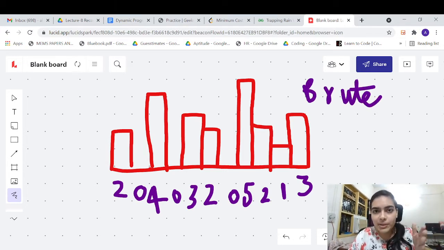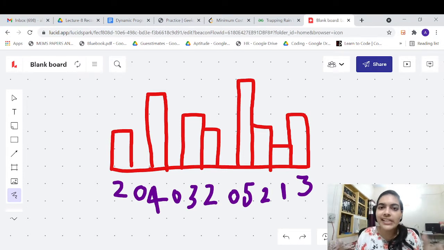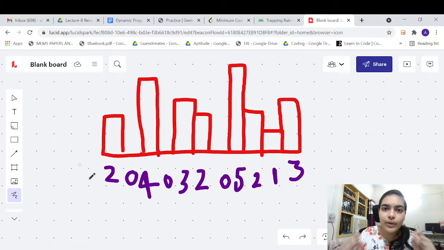There are two levels of optimization in this problem. First we'll see the brute force, then we'll see the first level of optimization, and then the second level. So first let's quickly see the brute force.